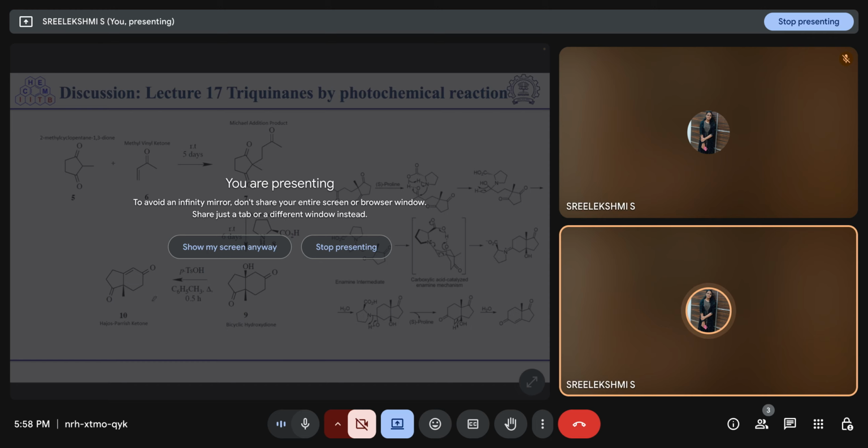so that is Hajos-Parrish ketone. So depending on the catalyst we are using here, whether we are using proline or the other derivative, we can change the stereochemistry of this methyl center.